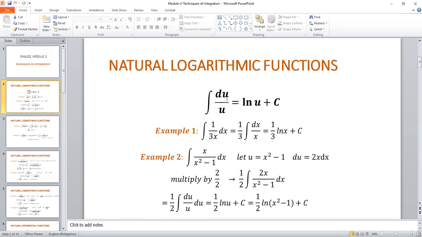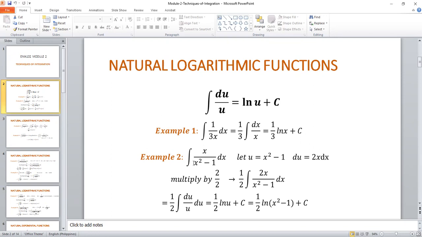Now, if you're going to apply du over u in here, the first thing that you have to do is recall that primary concept about the constant. In here, your constant is 1/3. You write it before your integral, leaving you with dx over x. What's the dx over x? That's the ln of x, because the derivative of your x here in the denominator is in the numerator. So your answer is ln of x.